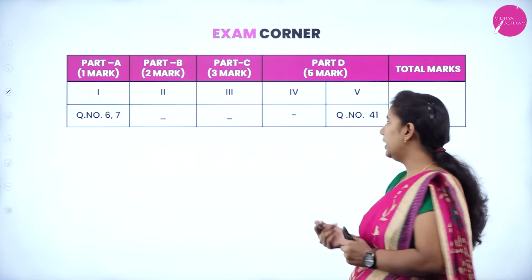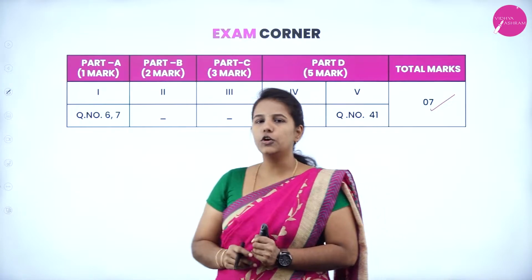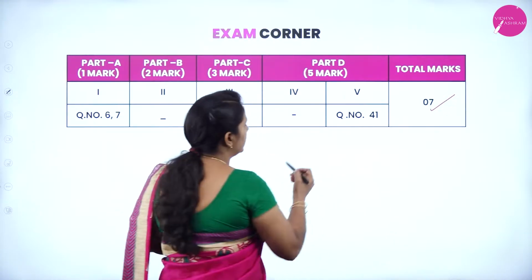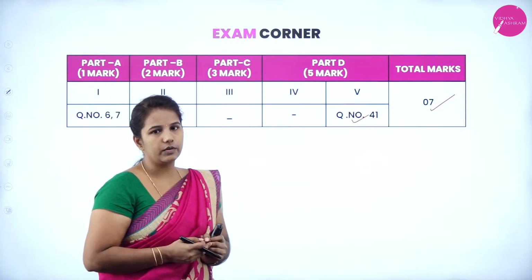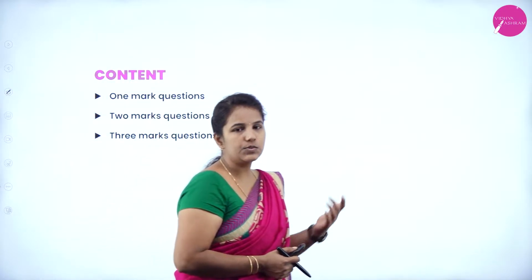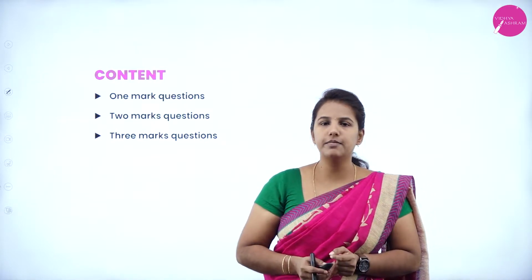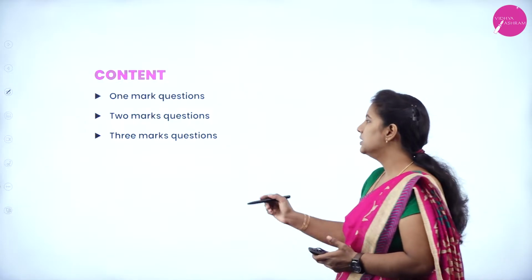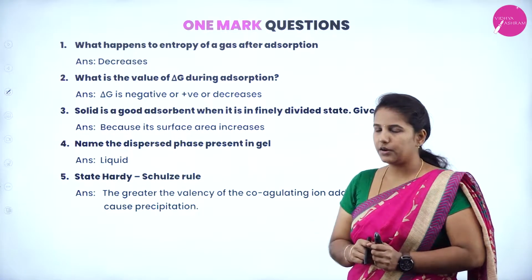From this unit, we can expect 7 marks. You can see that there are 2 questions from Part 1, that is question numbers 6 and 7, and question number 41 from Part D also comes from this unit. Next, as per the question bank, we are going to deal with 1 mark, 2 mark as well as a 5 mark question, that is nothing but split into 3 plus 2. Let us see the types of 1 mark question.